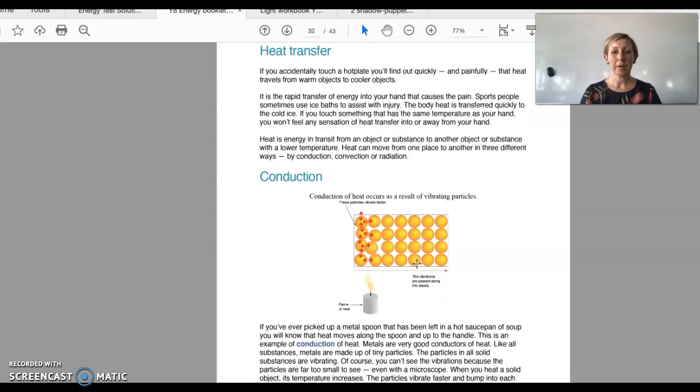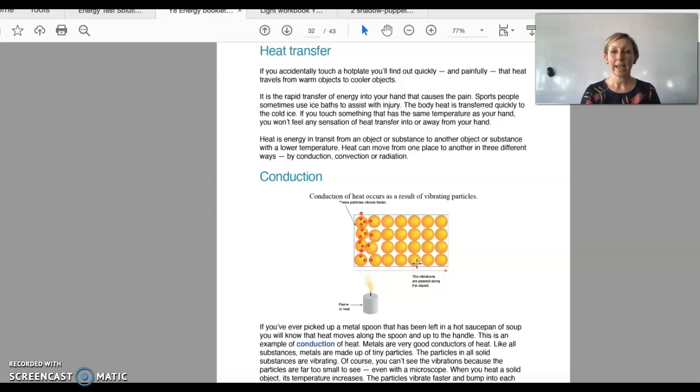The first type, and arguably the most important type of heat transfer that you need to know about, is conduction. Now, what we did in class is we described conduction as heat transfer by direct particle-to-particle contact. So the particles literally bump into each other and transfer that heat energy.